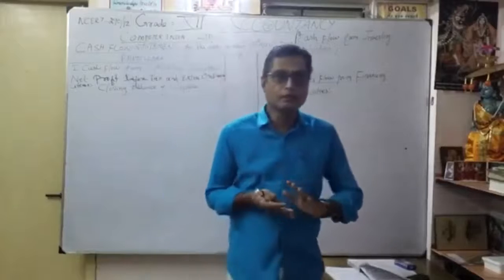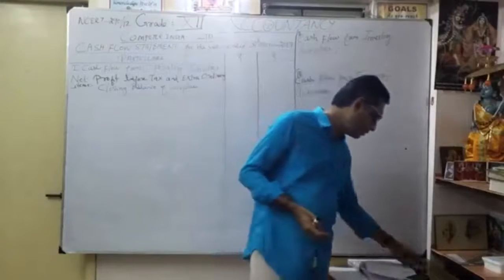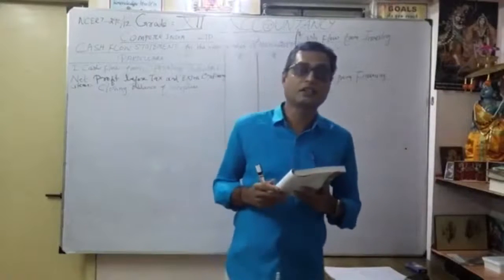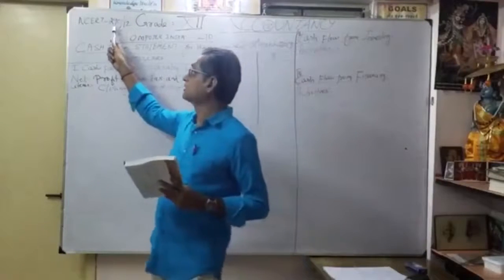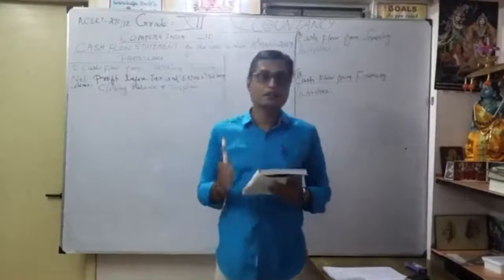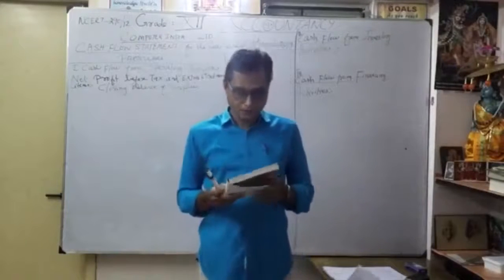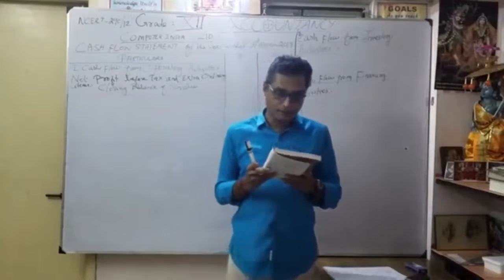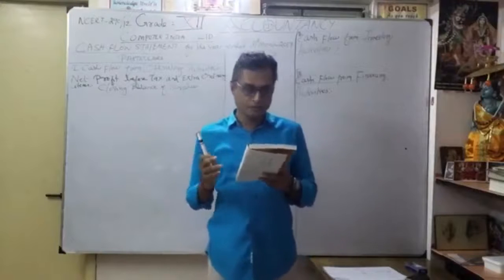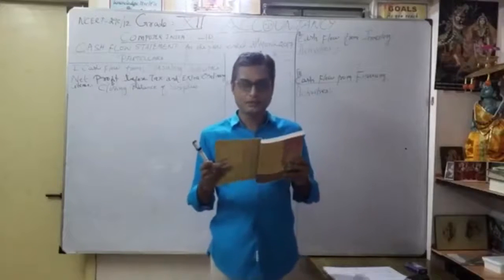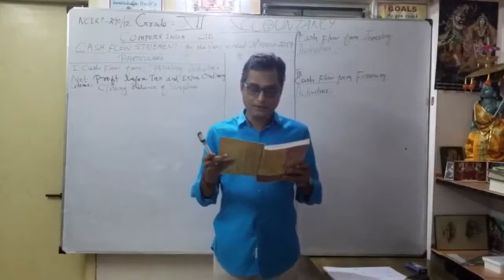So again, our NCERT book, sum number 12. Okay, we will discuss the last sum, page number 290, exercise 12. That is the last sum of our cash flow statement. So I am going to take the NCERT book. From the following balance sheet of Computer India Limited, prepare cash flow statement. They have given the balance sheet, thereafter notes to accounts, then additional information.